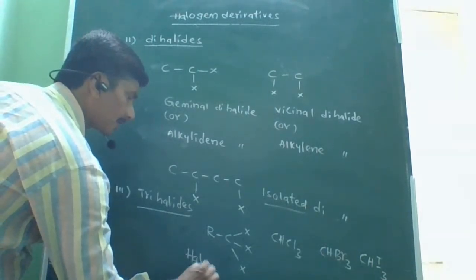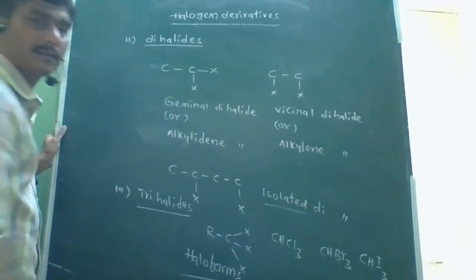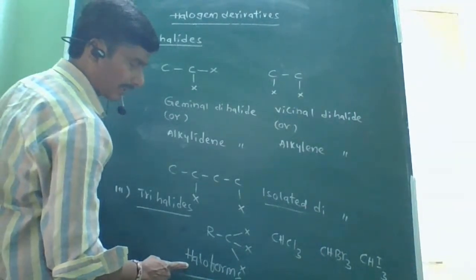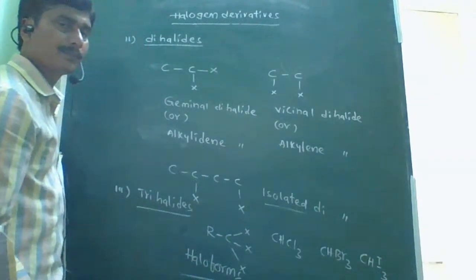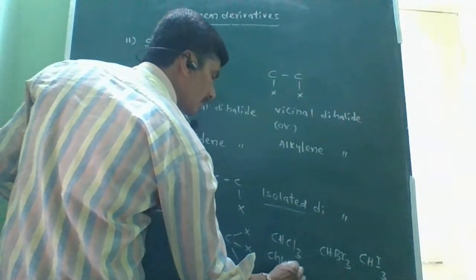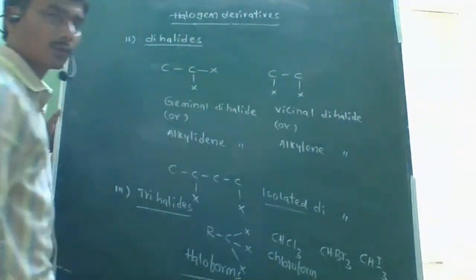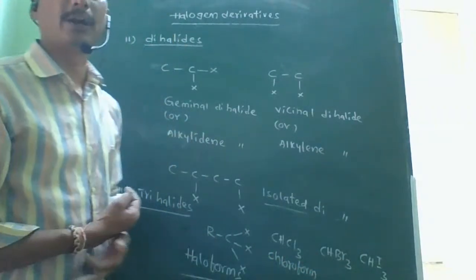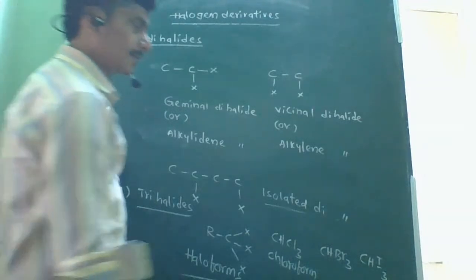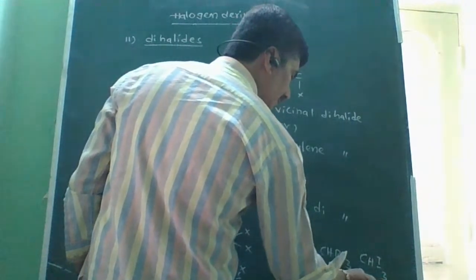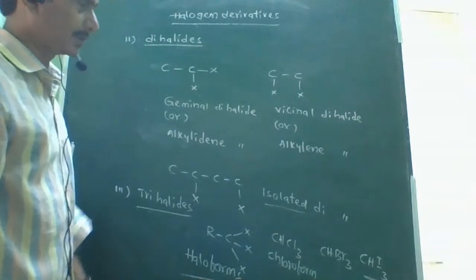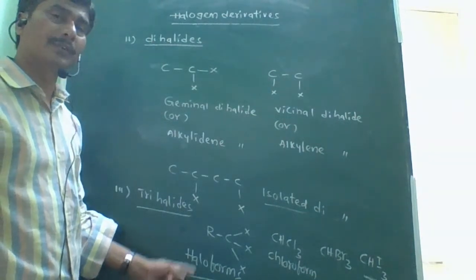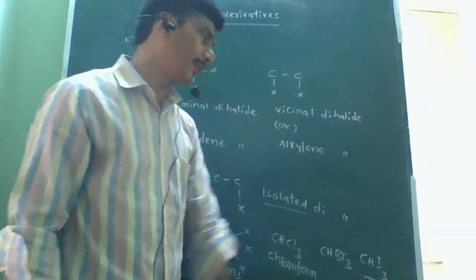Trihalides are also known as haloforms. If it is chlorine, it is known as chloroform, if it is bromine, bromoform, if it is iodine, iodoform. CHI3 is involved in a very familiar reaction in organic chemistry, which is called the iodoform test, that you can learn in further classes. So these trihalides are also known as the haloforms. Chlorine, chloroform; bromine, bromoform; and iodine, iodoform.